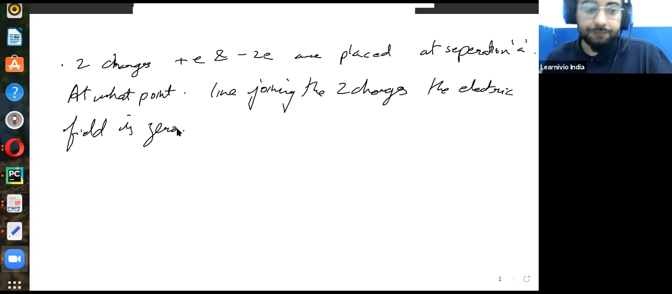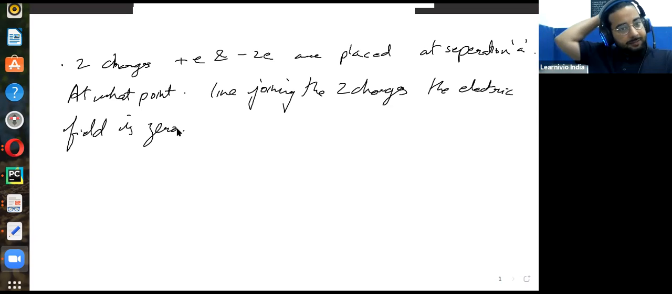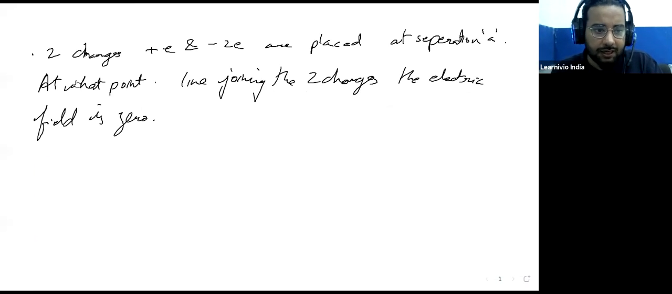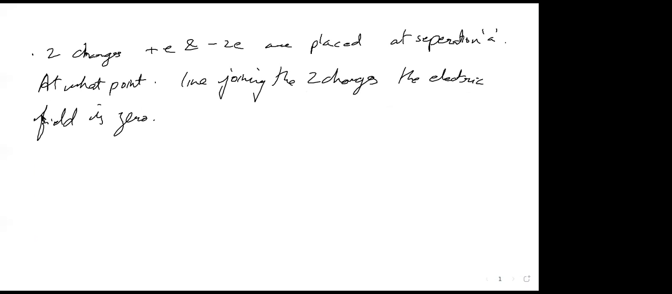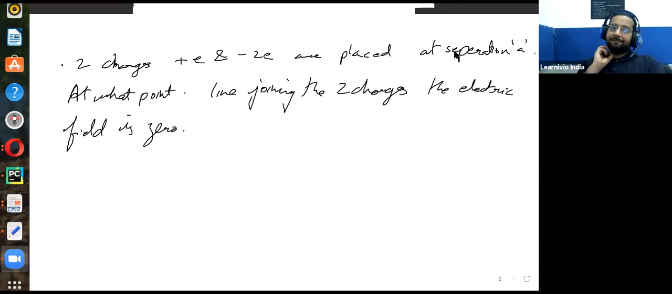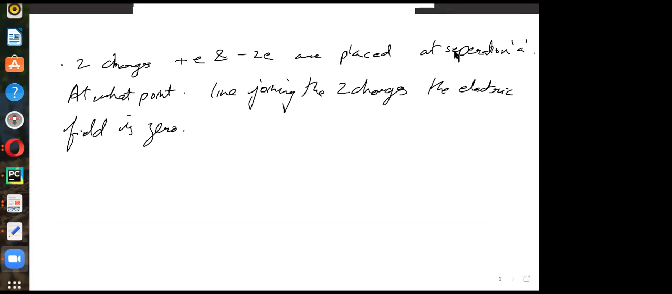Field is zero. Does the question make sense? It's exactly the same question as was done in the previous class, the last part of which we talked about. In this, one charge is plus E and the other charge is minus 2E, and they are placed at a separation of A. So we just had to find the point where the electric field is going to be zero.